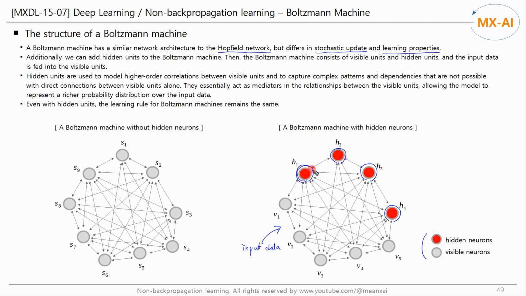Hidden units are used to model higher-order correlations between visible units and to capture complex patterns and dependencies that are not possible with direct connections between visible units alone. They essentially act as mediators in the relationships between the visible units, allowing the model to represent a richer probability distribution over the input data. Even with hidden units, the learning rule for Boltzmann machines remains the same.